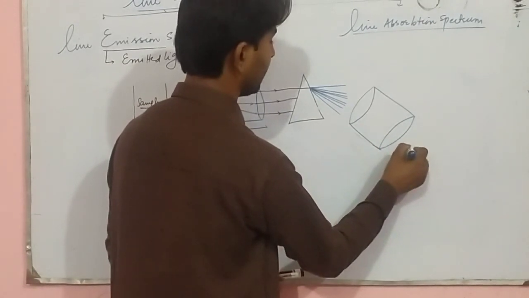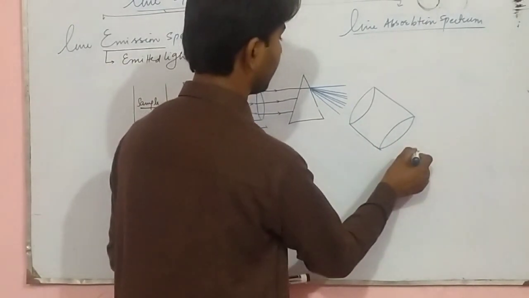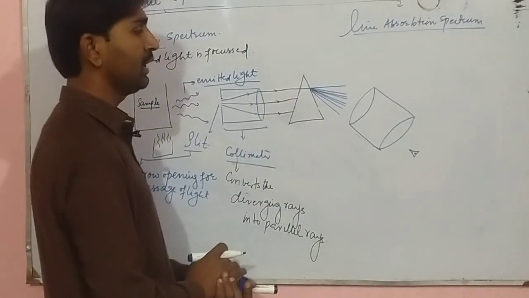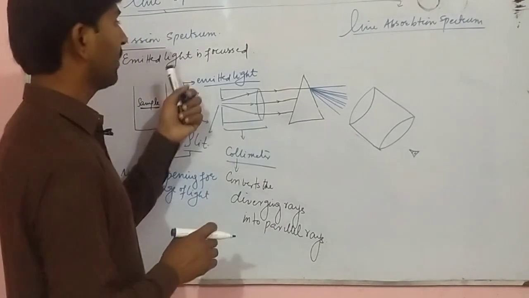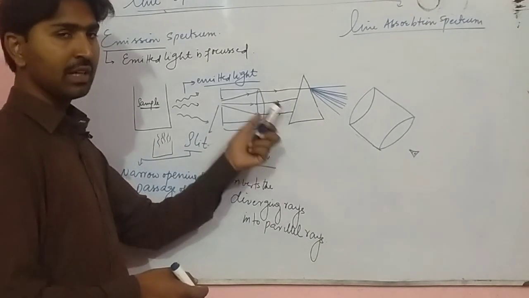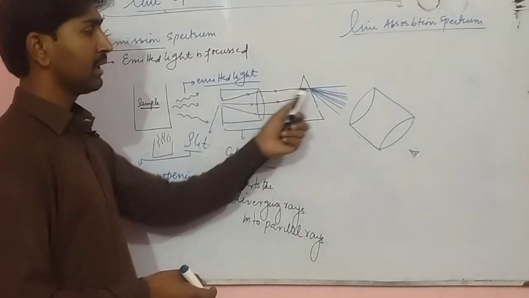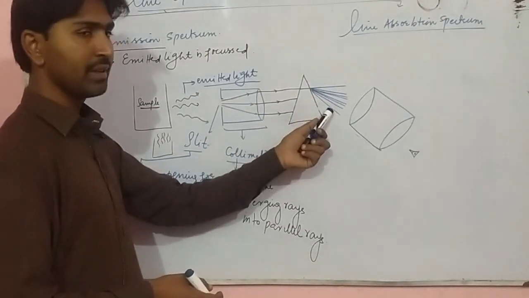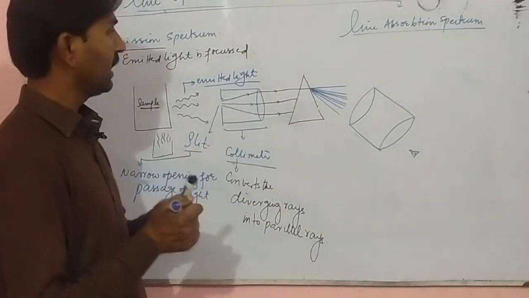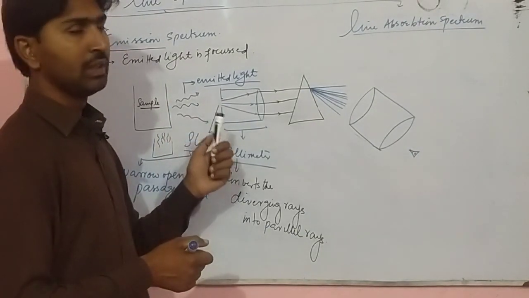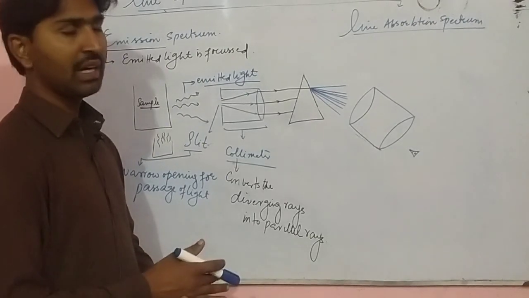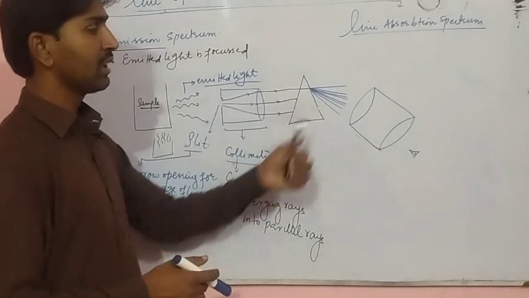This is, let's say, the eyepiece, and we will observe the colors. In the emission spectrum, we focus the emitted light, and the brightness appears against the dark background. It means that in the emission spectrum the background is dark and the emitted light that is focused is bright.